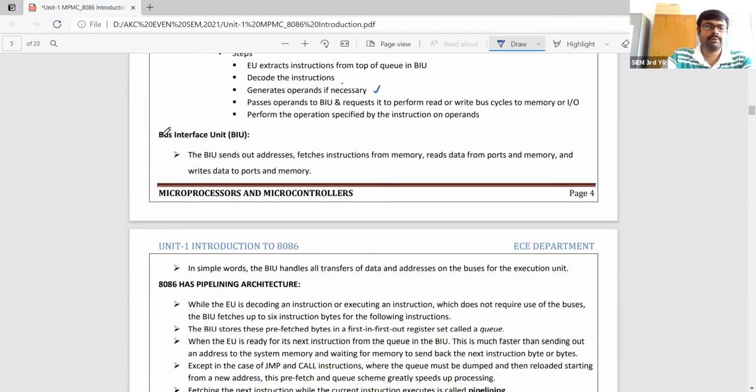Next, we want to see the BIU architecture, that means the bus interface unit architecture. So what is the task of this BIU?